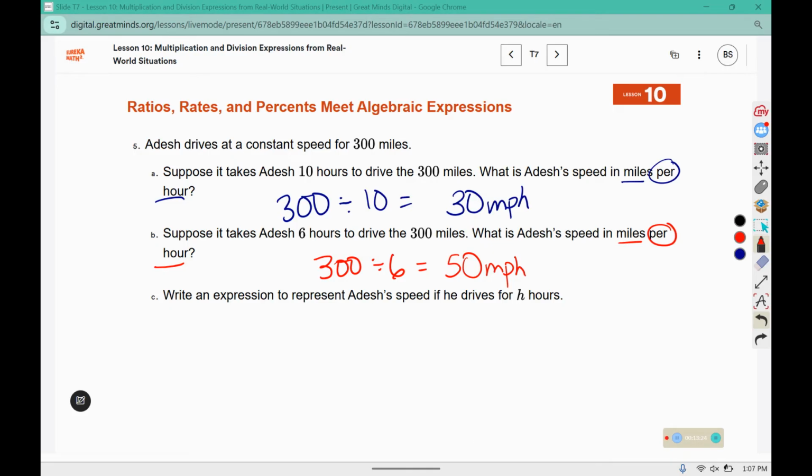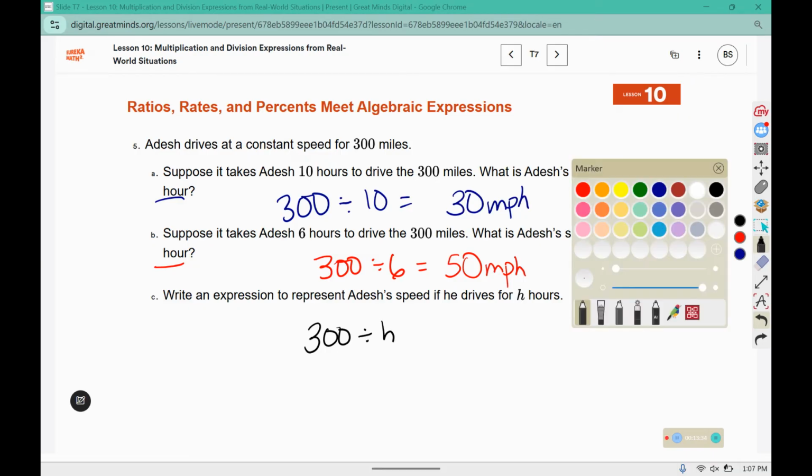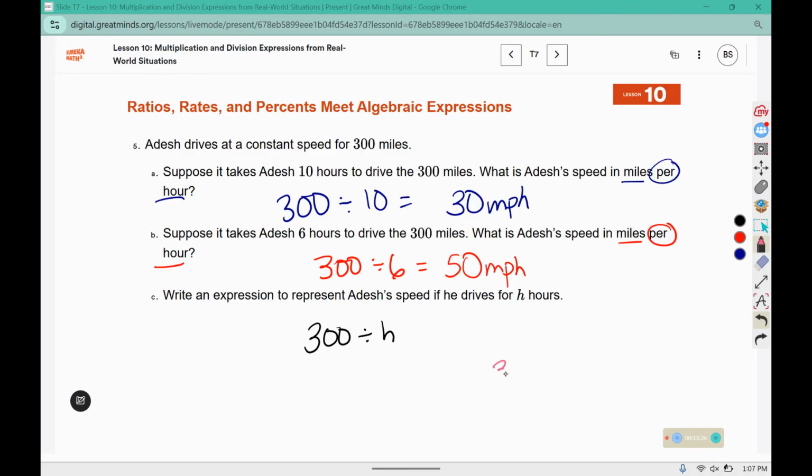Write an expression to represent his speed if he drives for h hours. So we would take the 300 and we would divide it by the number of hours. That's one version of the expression. You could also write it as a fraction.